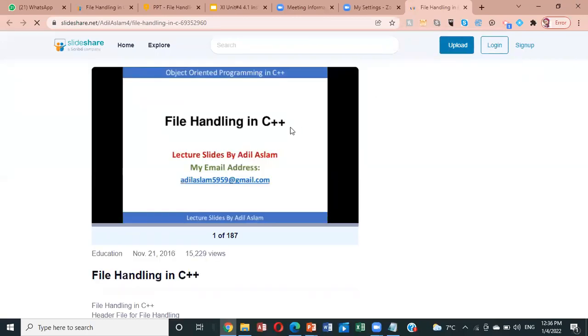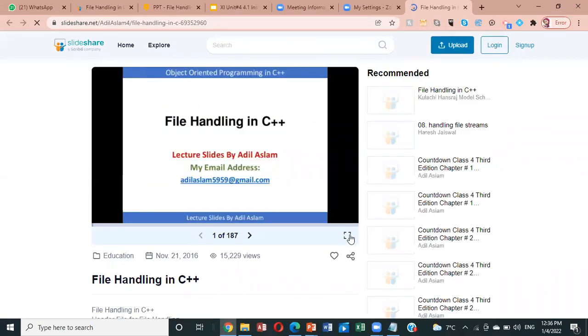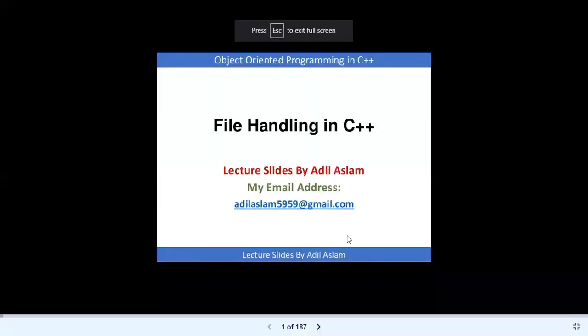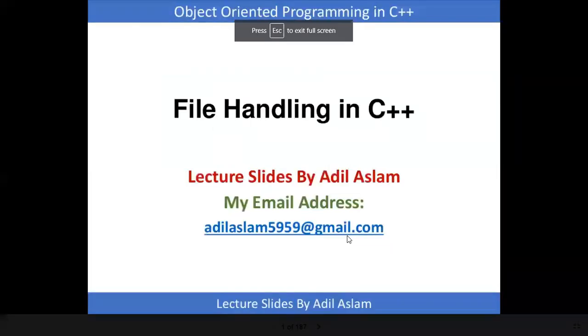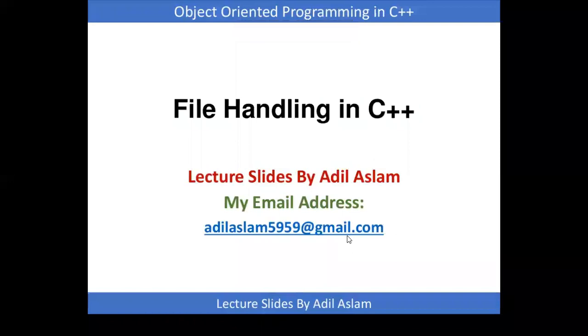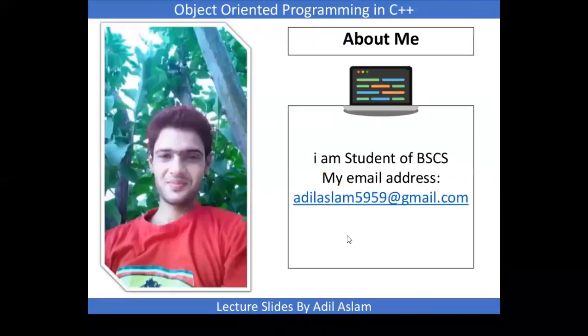and with which connection we can use these streams to create the objects to handle the file in a C++ program. So these are the lecture slides by Adil Aslam. We are using them with due courtesy to the author of these slides.